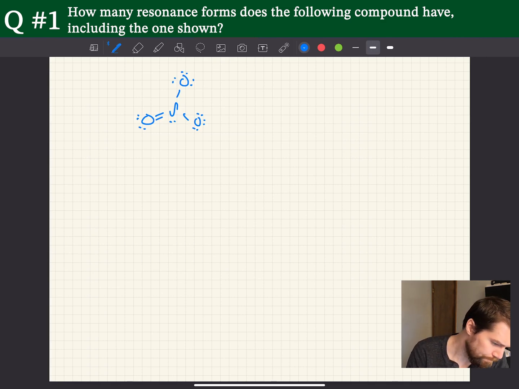So question number 1 here. How many resonance forms does the following compound have, including the one shown? And we're not going to talk about the expanded octet of sulfur in this question. So here we have our compound.